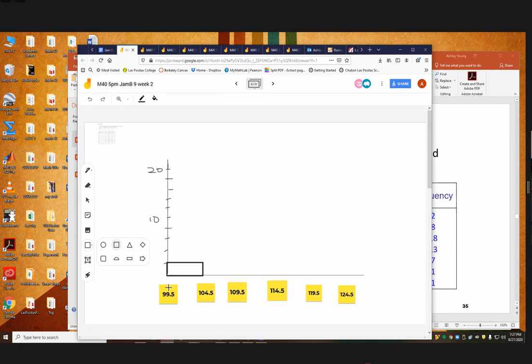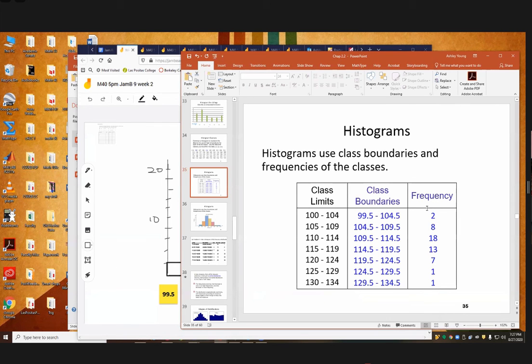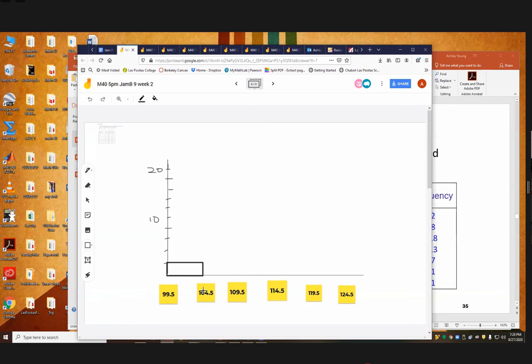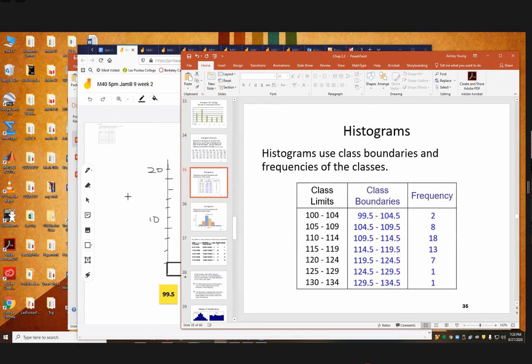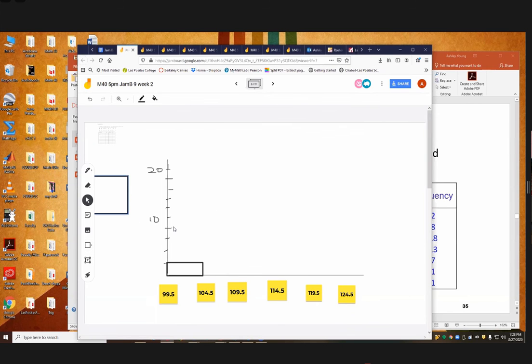Because it's going to go from 99.5 to 104.5, I have a frequency of 2, so I should have a height of 2. And then from 104.5 to 109.5, I need a frequency of 8, a height of 8. So it's going to have to be this height in here. Whoops. Uh-oh. I can move it and drag it down and make sure it matches up with this here and so forth.